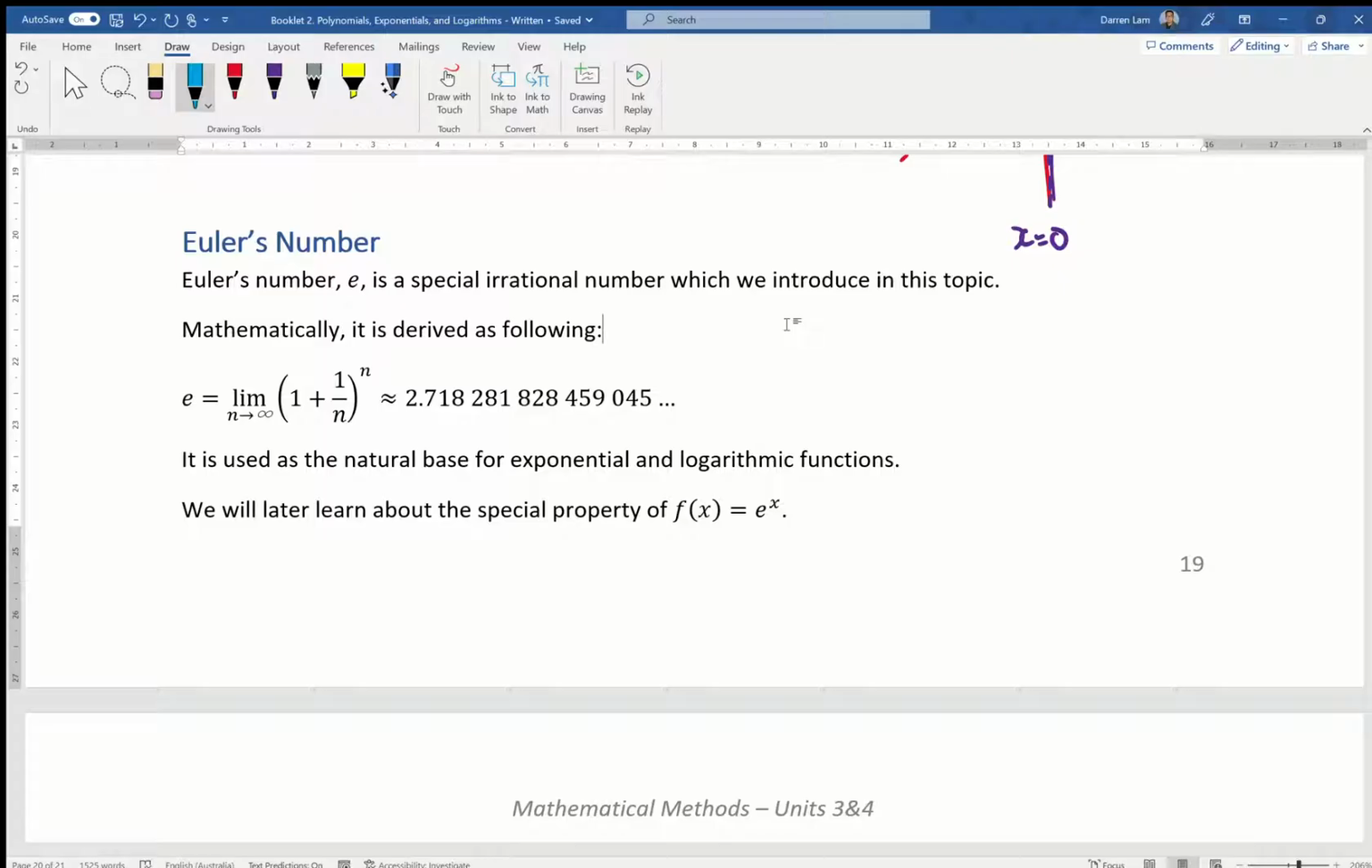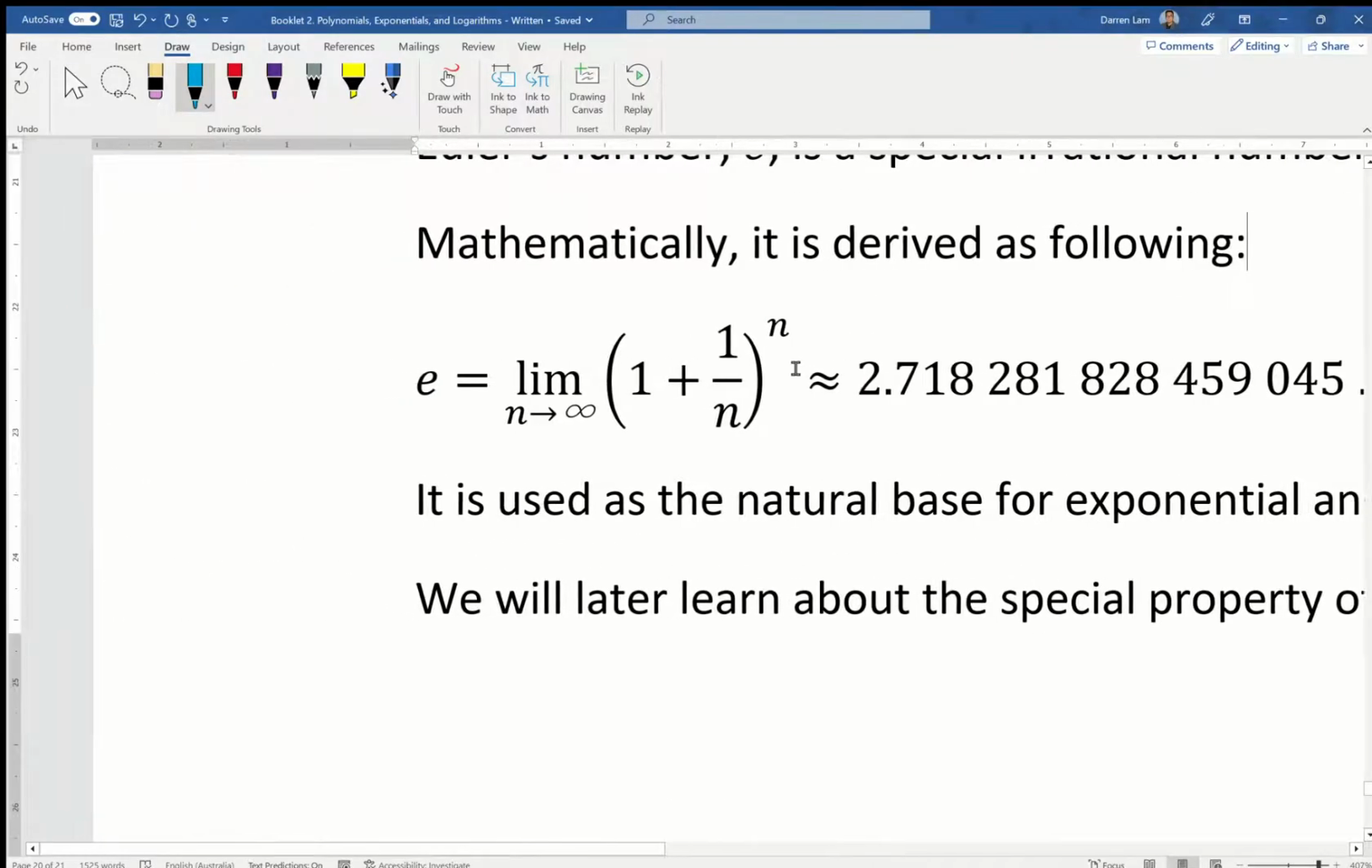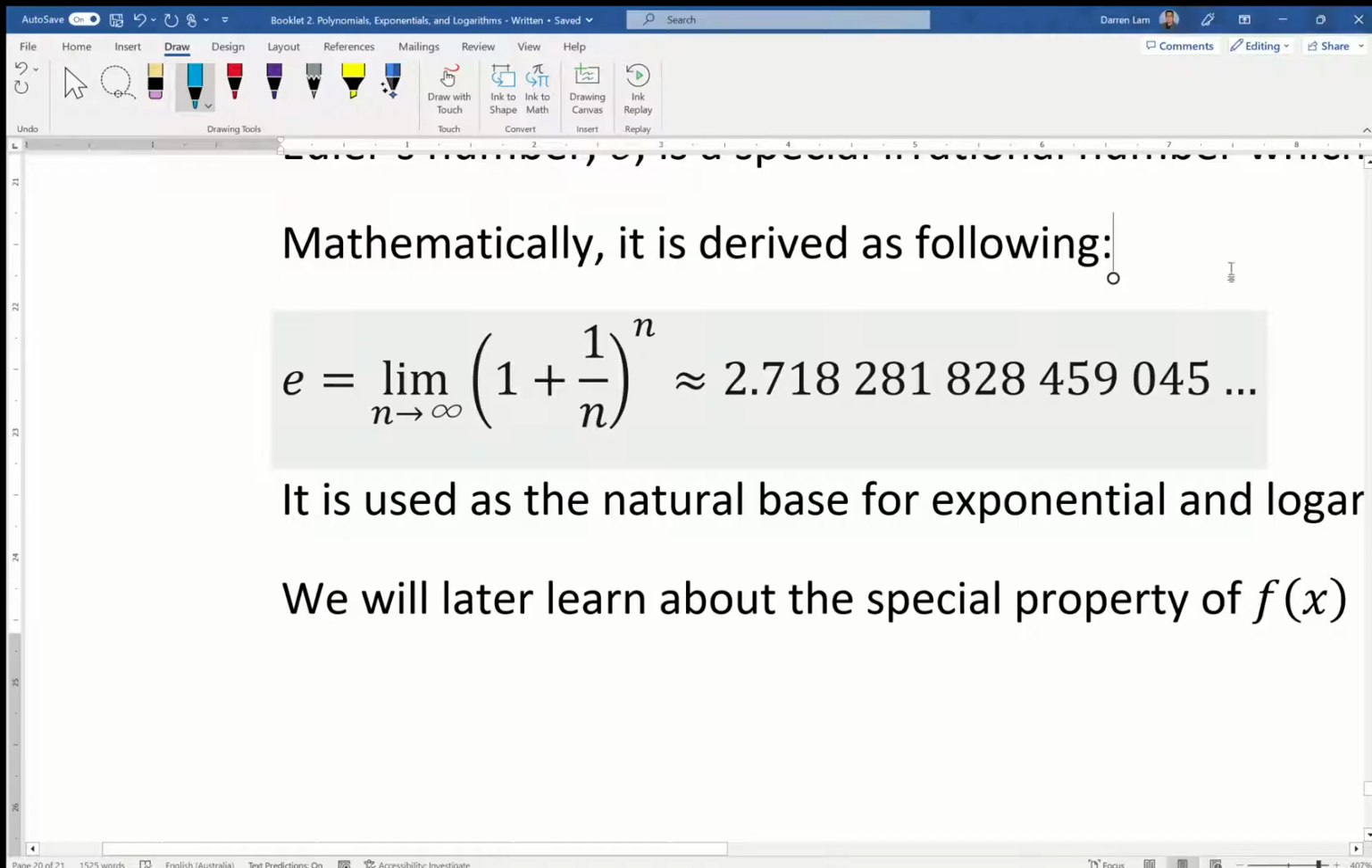Now, mathematically, it's derived from this: e is equal to the limit as n approaches infinity of (1 plus 1 over n) to the power of n. We approximate it, and you will never need to memorize this. You probably need to know that e is about 2.71 or 2.72, but you don't need to memorize it.